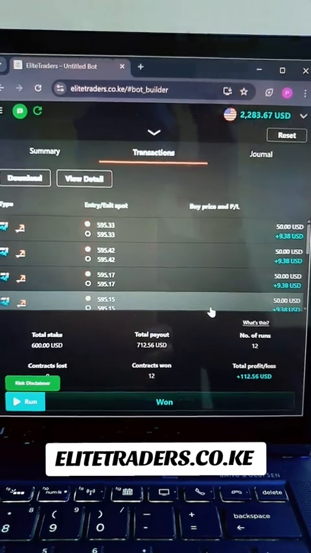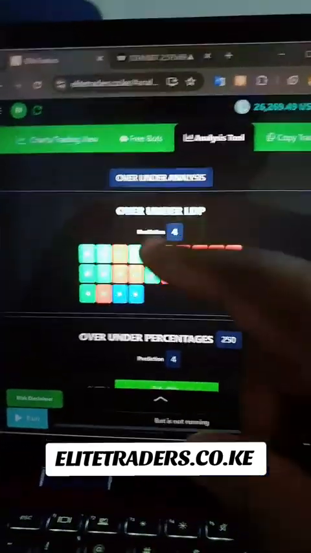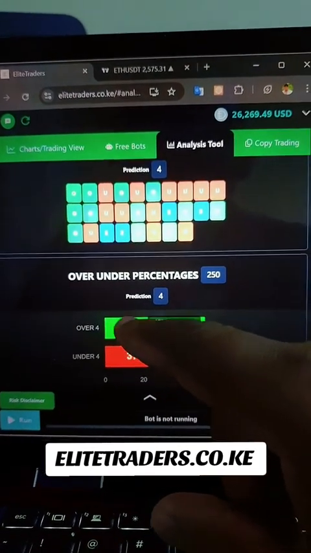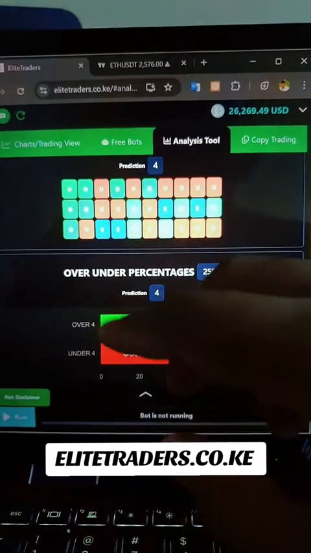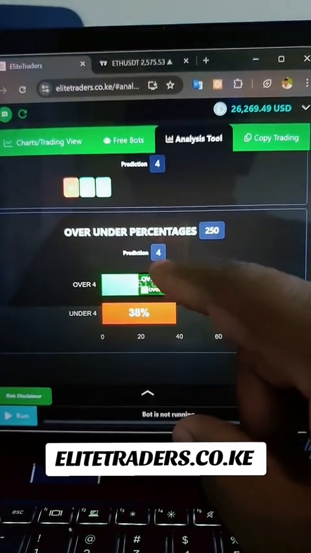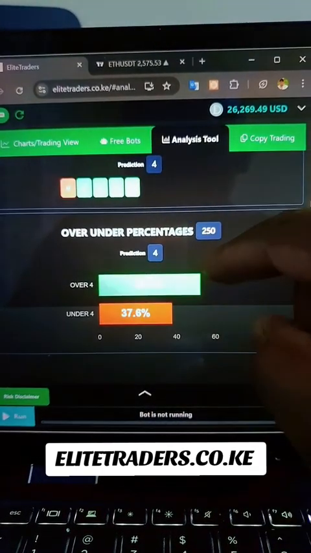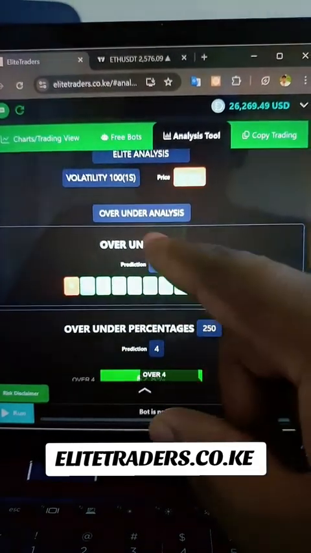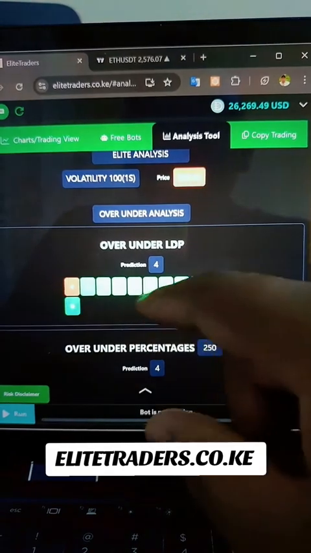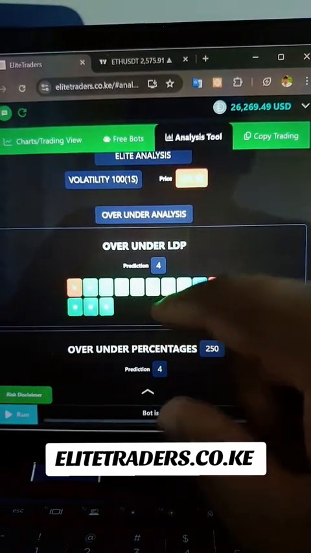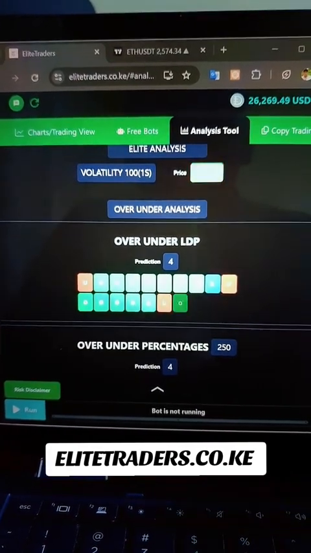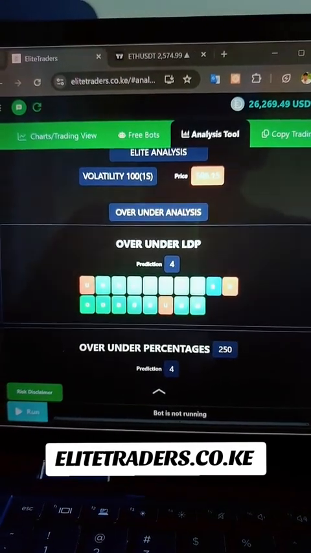Let me just explain it in brief. The volatility that you want to select, first of all, you must make sure that it is on these over under percentages. It's over around 53% on this part. Make sure on this prediction digits you set up over 4. Then when it comes to this LDP and riser, right now you can see the over market is actually dominating, so you can execute your trades.